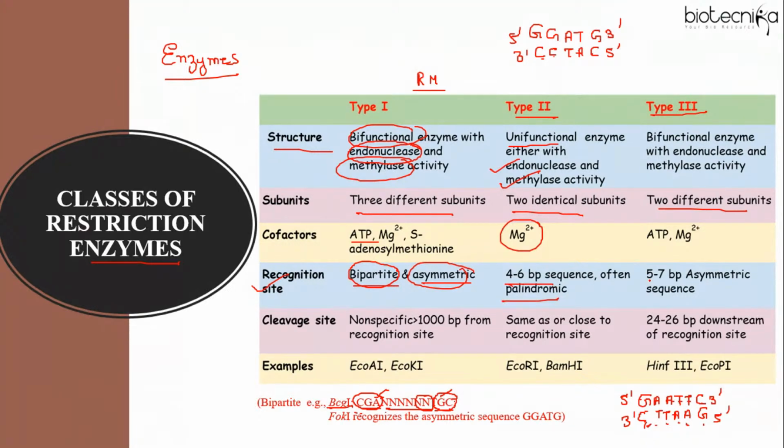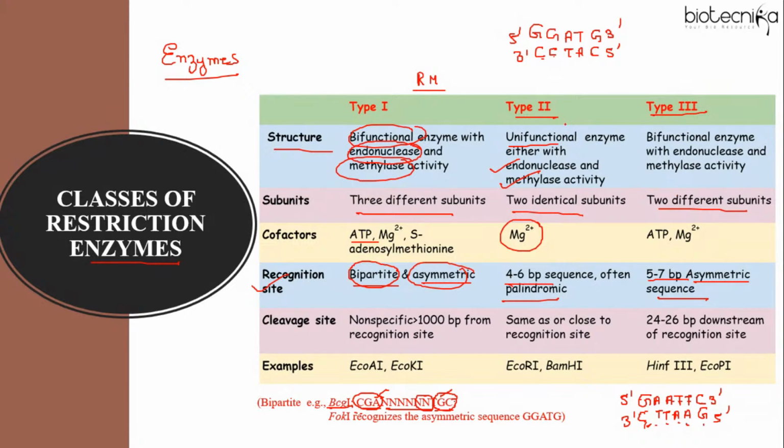And type 3 also recognizes 5 to 7 base pairs, but the sequence is asymmetric. Now, one thing is recognizing a sequence. Another point is, where does the enzyme cut? Is it cutting at the recognition site only or somewhere else?